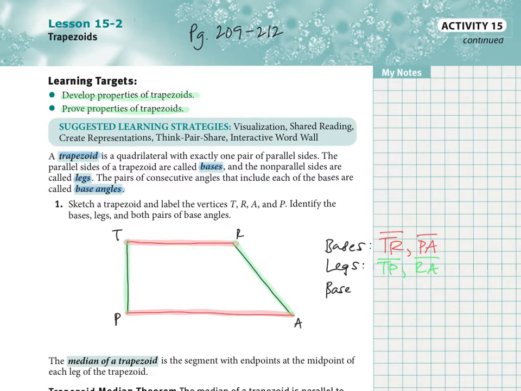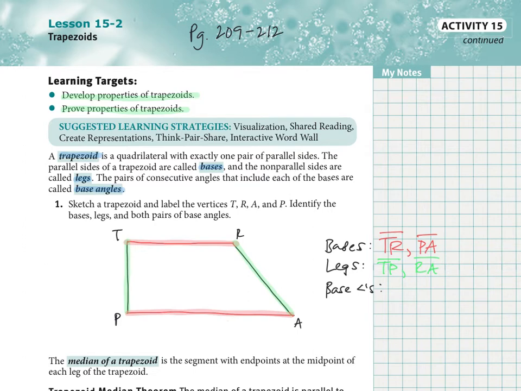So I'm going to write base angles, and that definition is a consecutive pair of angles. Looking at our bases, TR and PA, we're going to see that we have T and R. They're consecutive. Remember, consecutive means next to each other. We saw that in our last lesson. And then the other pair is going to be P and A because they're also consecutive, next to each other, and they are focusing on our bases.